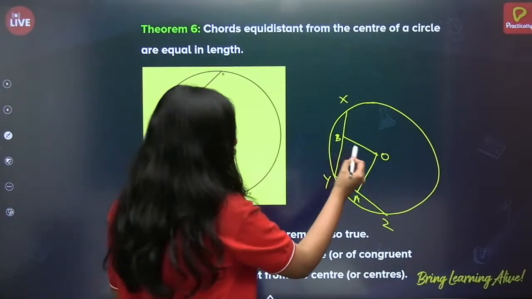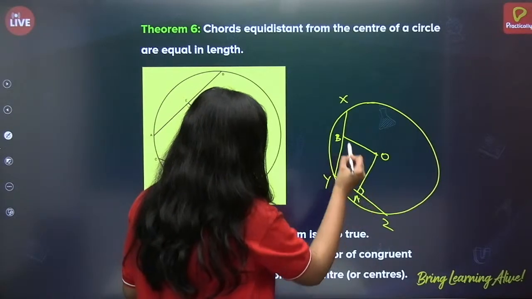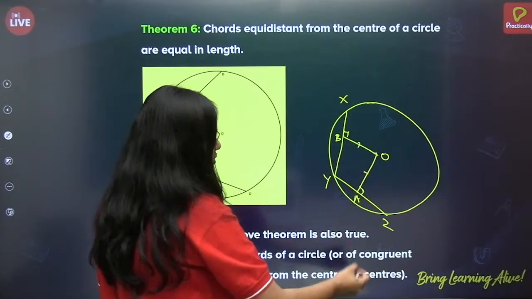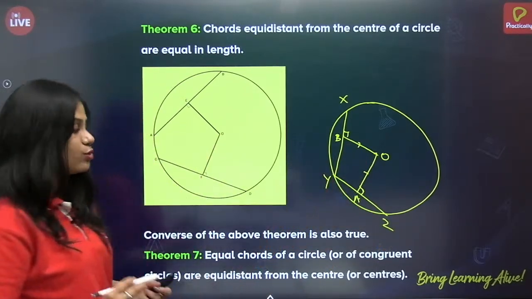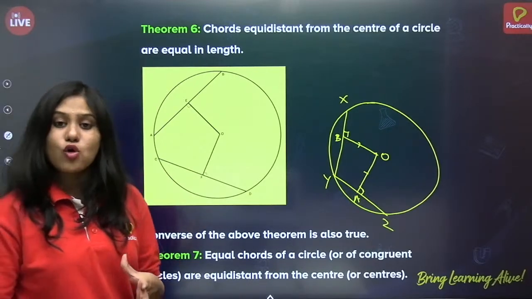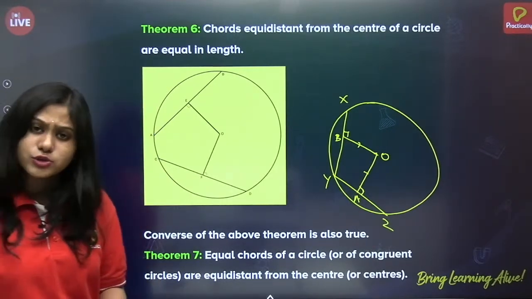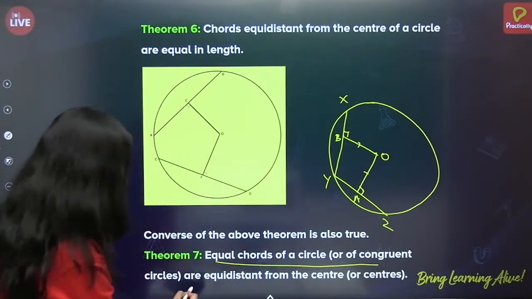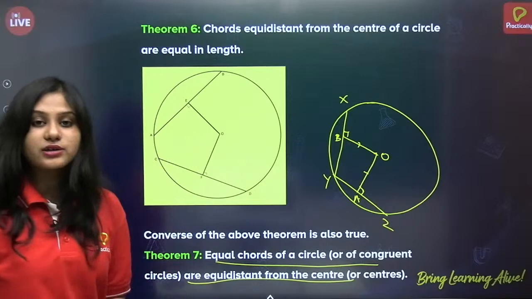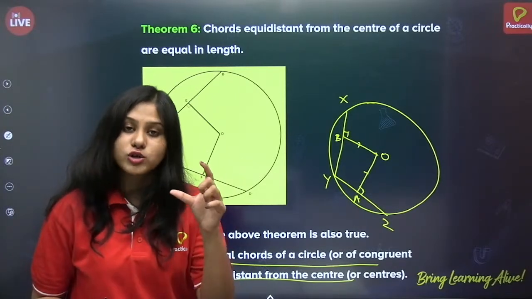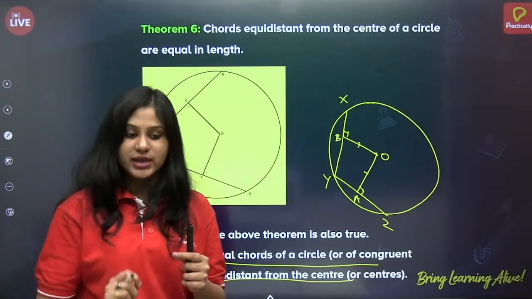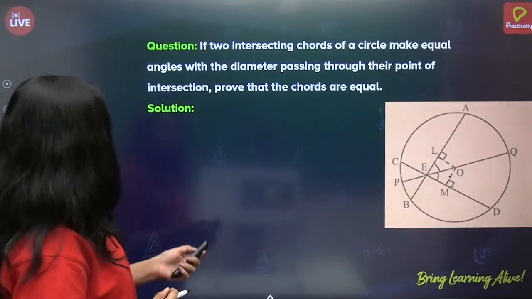So given that OA is equal to OB, since the distance is perpendicular, if this distance is equal to this distance, then XY is equal to YZ. And what about the converse of this theorem? Is that also true? Of course it is true. Equal chords of a circle are equidistant from the center. So if I take any two chords of the circle which are equal in length, they are equidistant from the center. Okay. So let us see how.